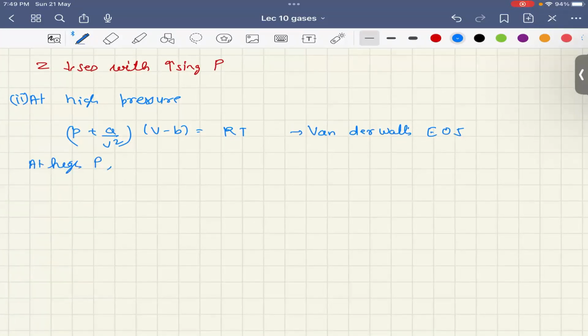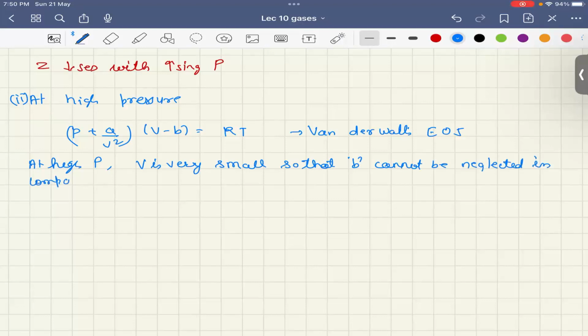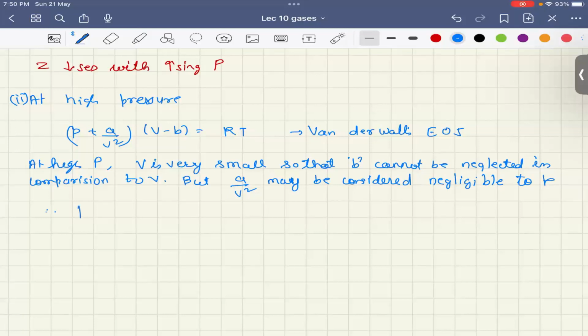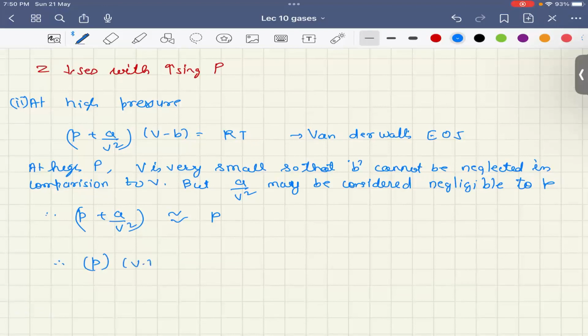at high pressure V is very small, so that b cannot be neglected in comparison to V. But a/V² may be considered negligible to P. Therefore, P plus a/V² becomes equal to P. Therefore, what we can write is P into (V − b) is nothing but RT, right?